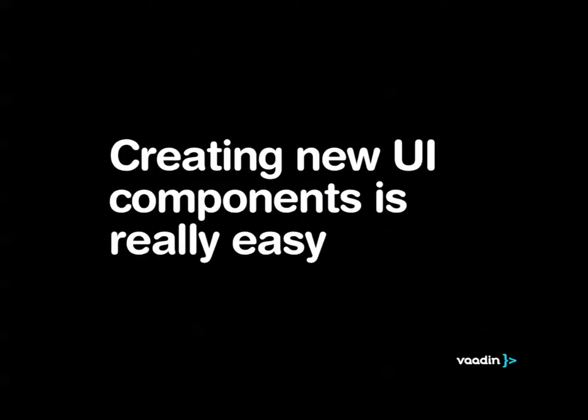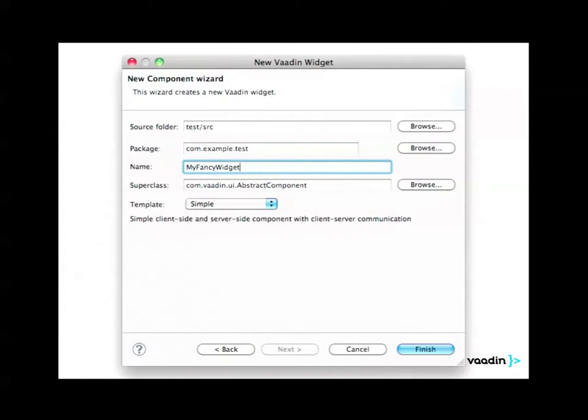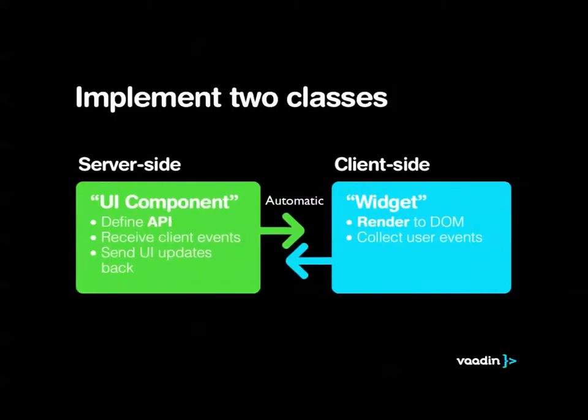But because it is there, it makes adding new components to the framework quite easy. So basically, in order to create a new client-side component, we just open up a wizard for that. It creates two Java classes for you. For the server-side part, you define the API that you want to expose to your developers. For the client-side part, you implement rendering, or actually you could use any existing Google Web Toolkit widget, just extend that and add the communication part here on the client-side widget.